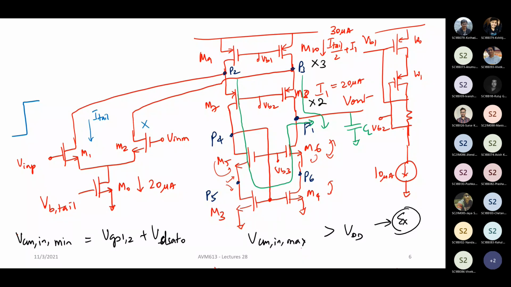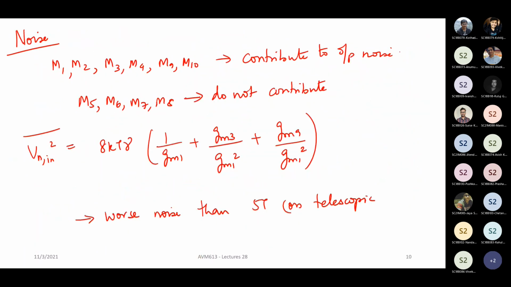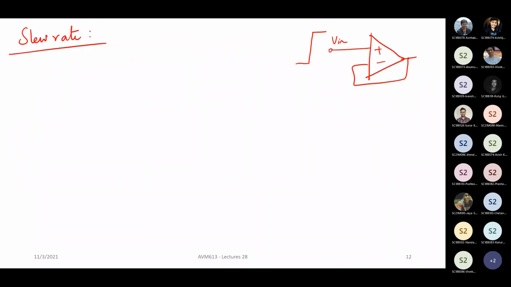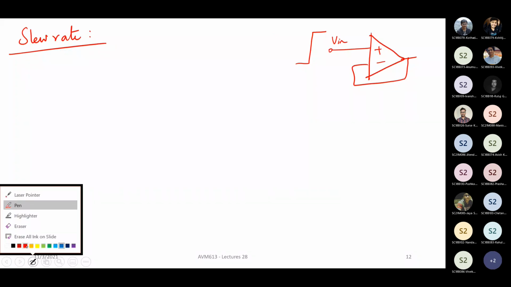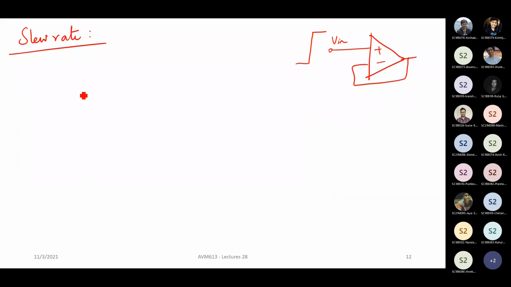Correct? So entire I tail flows through M1, no current flows through M2. Now let us look at this particular thing. So we call this current to be I1 plus I tail. Correct? And the current that is flowing here is basically I1. Right? So what will happen? So let us draw that output section. So basically, what is now going to happen is that you have your NMOS current mirror.